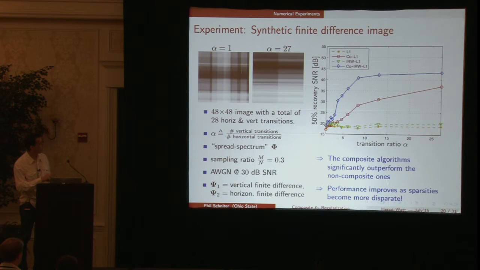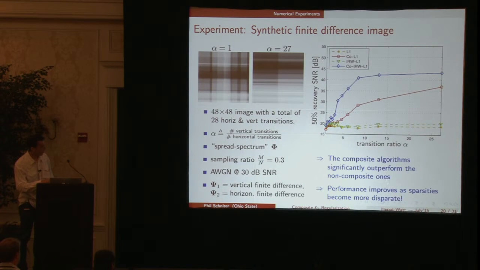This is just a random realization of an image that has 14 horizontal and vertical transitions located uniformly at random. And then here's another example, just to illustrate. If alpha is the maximum value of 27, that means we have 27 vertical transitions and 1 horizontal transition. So we're going to look at recovering these images from random phi matrices. It's sort of like a DFT with some random sign flips in between.